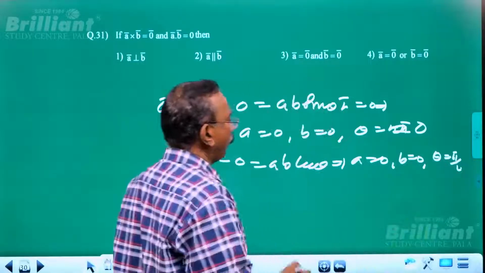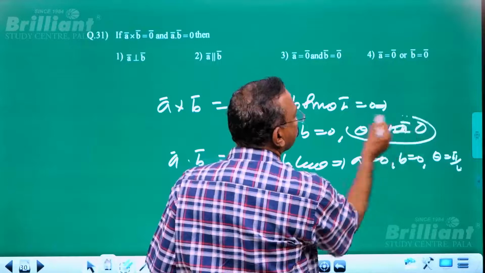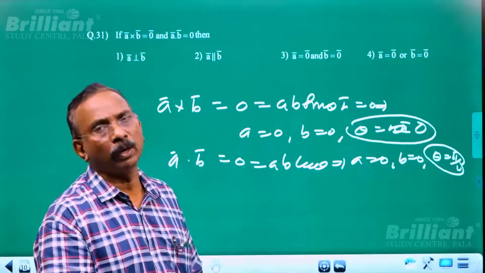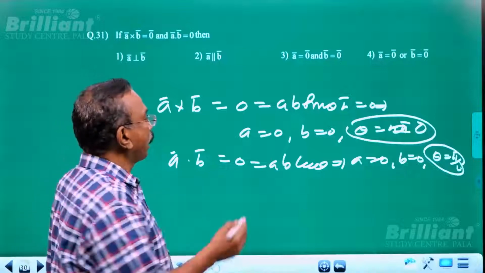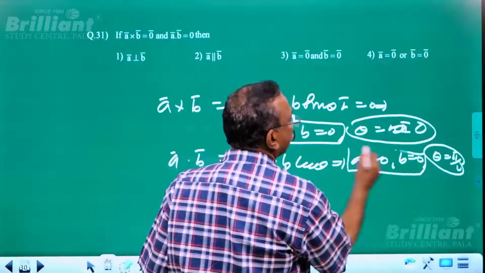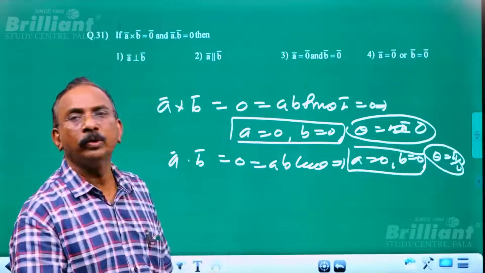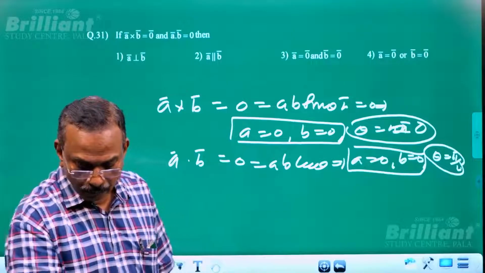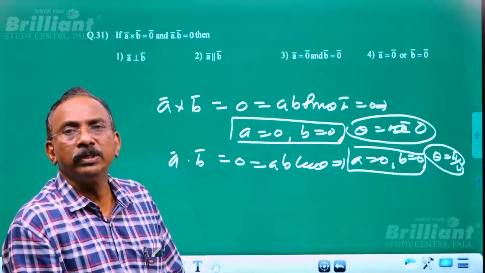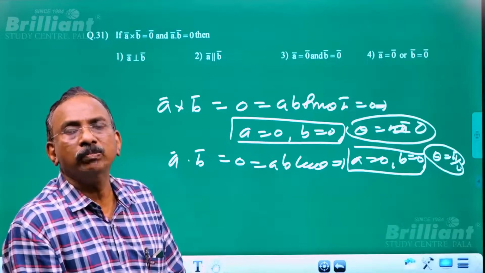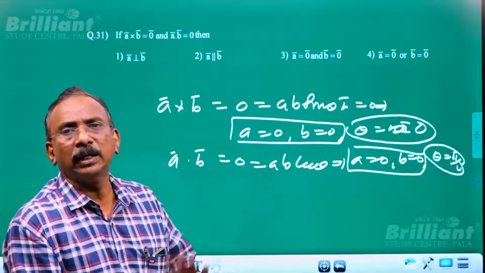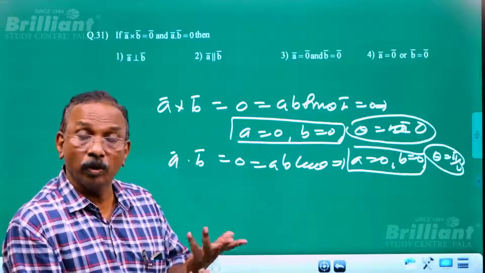So look here. Here the angle between them is 0. Here the angle between them is pi by 2. That is not simultaneously equal. So definitely the simultaneous condition should be that one vector should be 0. Either a or b should be 0, or both. So we can say that either a or b, one of the vectors should be 0. Then only are both a cross b and a dot b simultaneously 0.